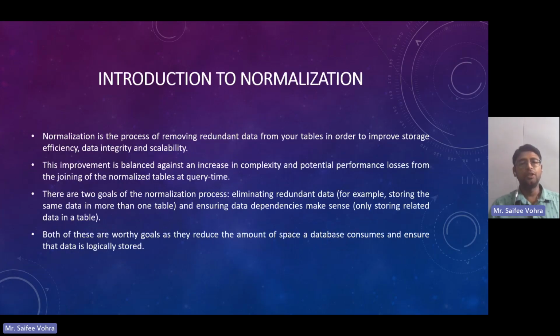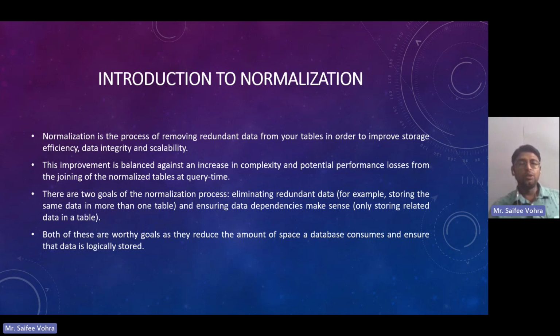Database normalization is the process of removing redundant data from your tables in order to improve storage efficiency, data integrity, and scalability. Now, when we normalize a database, we will create more tables. This will lead to an increase in complexity and potential performance losses. But the advantages of removing redundant data and improved storage efficiency will balance this again.